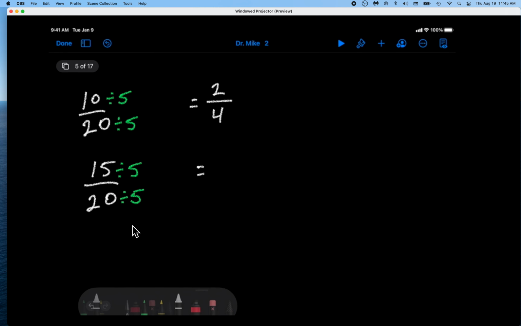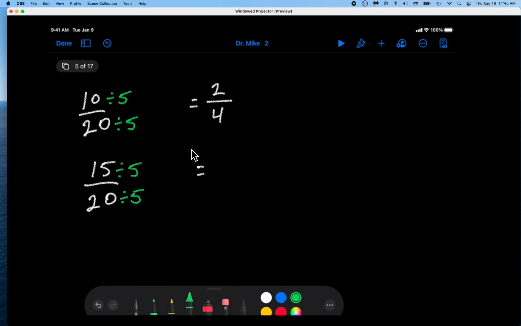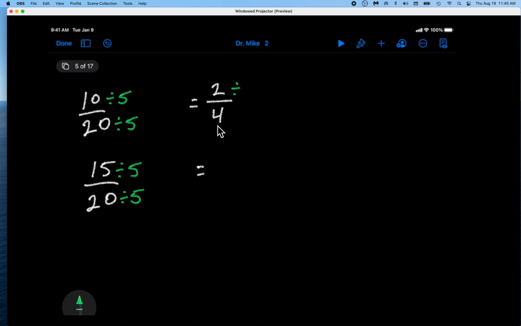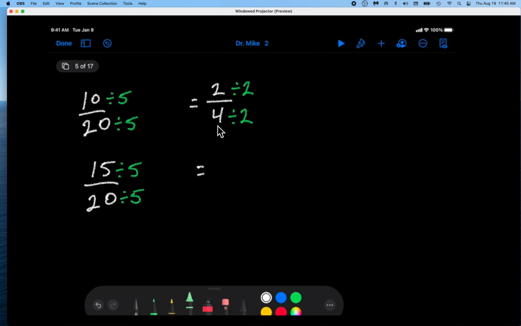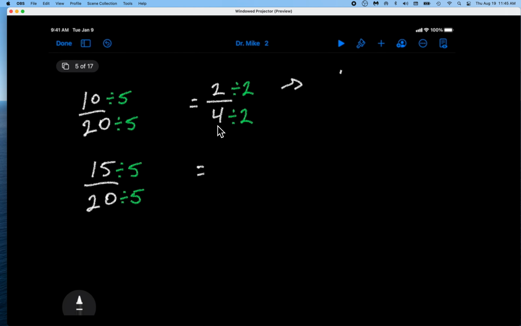Are we done here, folks? Answer no. 2 even numbers. We can get smaller. What number do we try first when we have even numbers? None other than 2 is our green number. This brings us to 1/2. 4 divided by 2 is 2. 2 divided by 2 is 1.